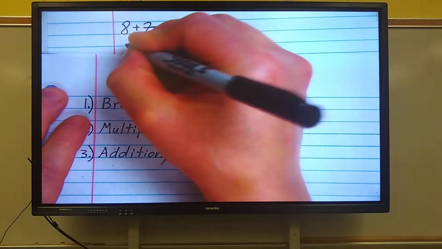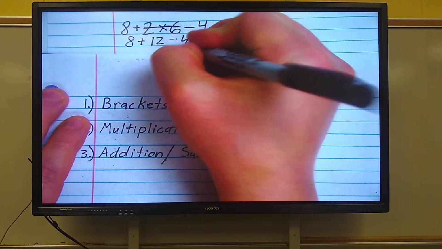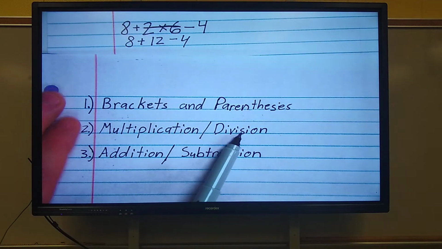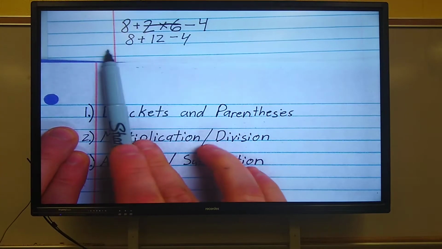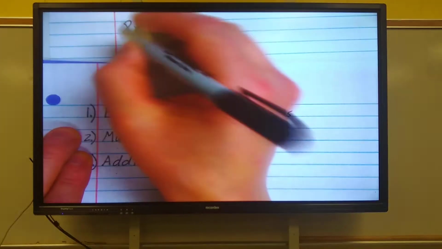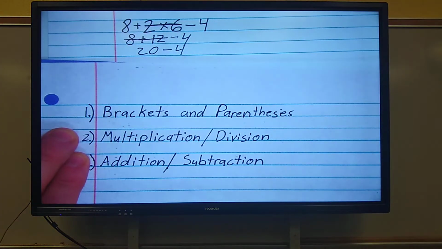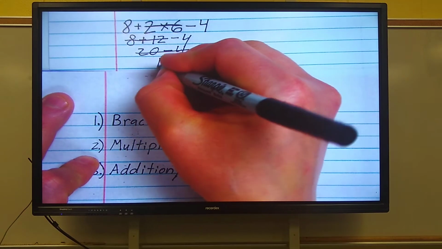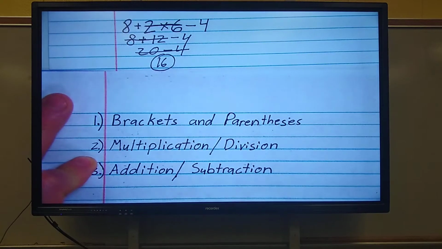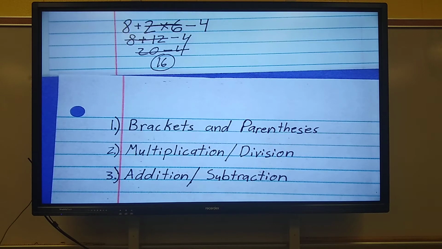2 times 6 is 12, so this problem becomes 8 plus 12 minus 4. No more multiplication or division, now it's addition and subtraction, from left to right. So, the first thing you should do on this problem is 8 plus 12, which is 20 minus 4. And that's how you solve this problem. 20 minus 4, 16. Check your work. If you did not get 16, look and see where you made your mistake.